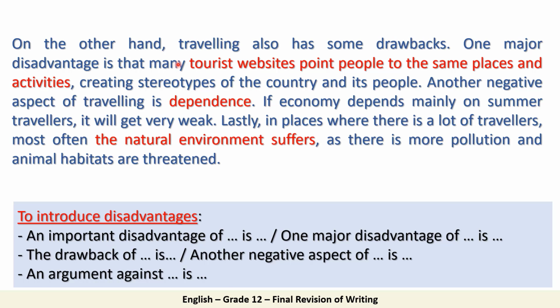This is the third paragraph in which I write all the drawbacks or disadvantages. On the other hand, traveling also has some drawbacks. One major disadvantage is that many tourist websites point people to the same places and activities, creating stereotypes of the country and its people. Another negative aspect of traveling is dependence. If an economy depends mainly on summer travelers, it will get very weak. Lastly, in places where there are a lot of travelers, most often the natural environment suffers as there is more pollution and animal habitats are threatened.